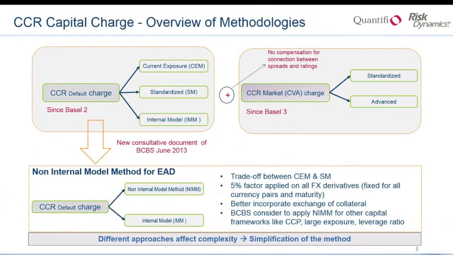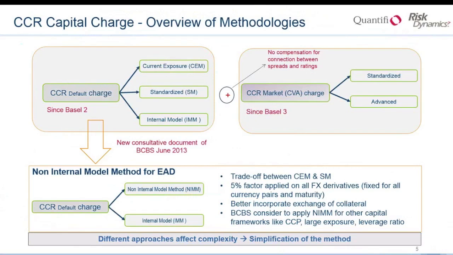Finally, the third method, the IMM method, is a more sophisticated method than the CEM and the standardized method. It is based on the effective expected positive exposure calculated using a Monte Carlo model. One of the advantages of this methodology is that it allows for future collateral, and it's generally less conservative than the two previous ones. So as you can already see, the framework of the CCR default charge is quite complex, and it's even more difficult to put in place in practice, in particular due to the complexity of collateral and hedging aspects.